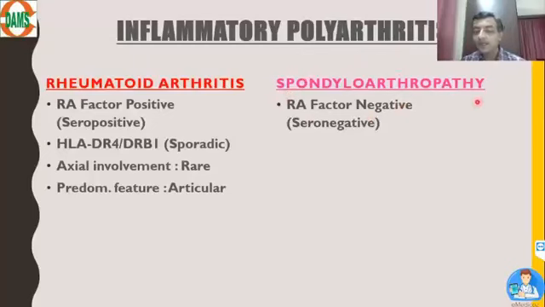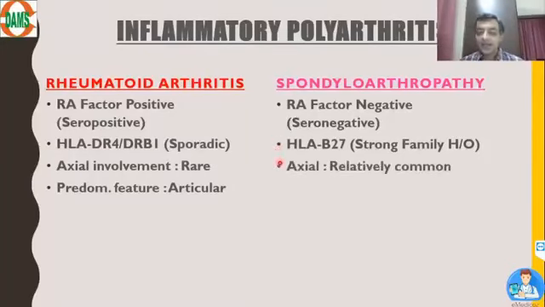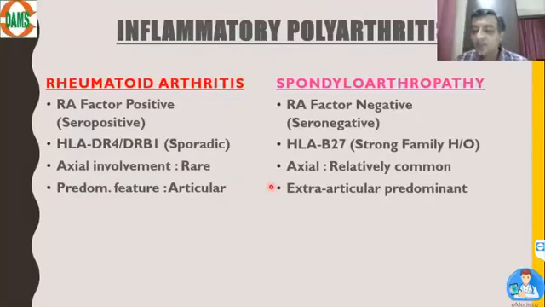Now compare. When do you suspect that it is SPA? When the RA factor is negative. When HLA-B27 and strong family history are present. Axial involvement is relatively common. And extra articular symptoms predominate the disease.